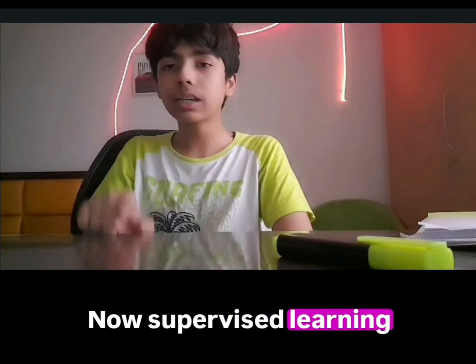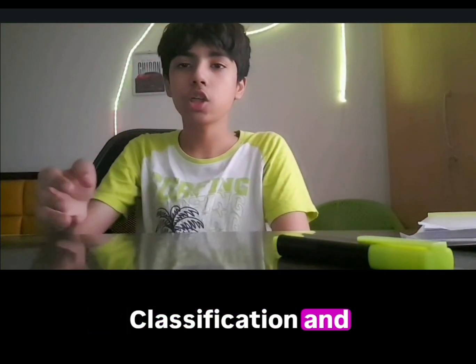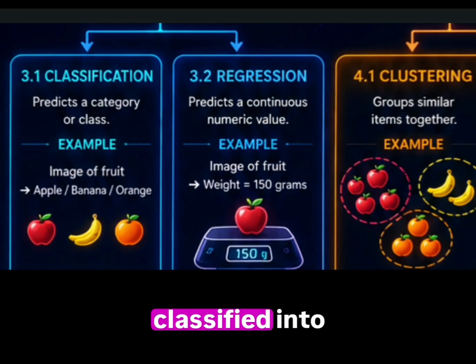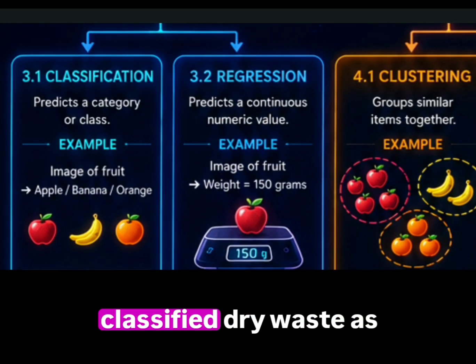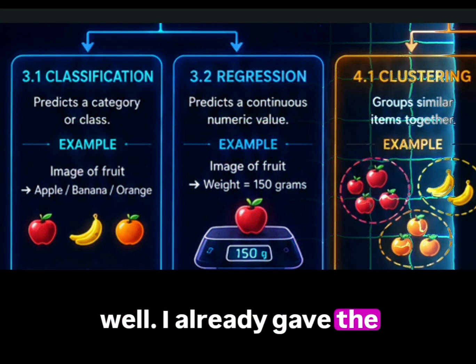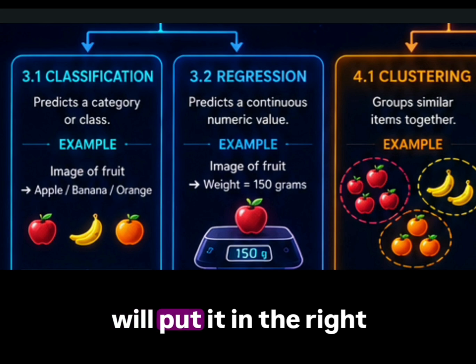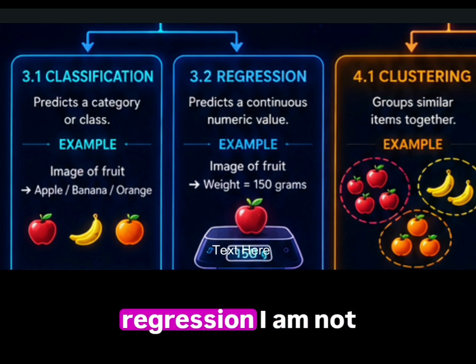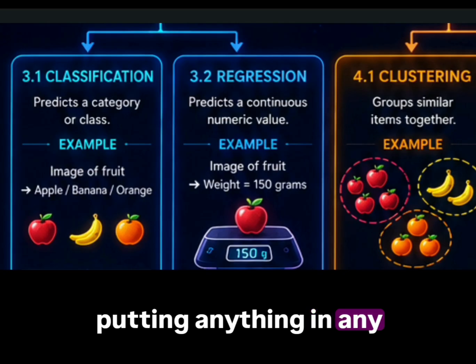Now, supervised learning has two categories: classification and regression. In classification, the object or the data is classified into categories. Like I classified dry waste as dry and wet waste as wet. I already gave the labeling to them, so I will put it in the right category. This is classification.